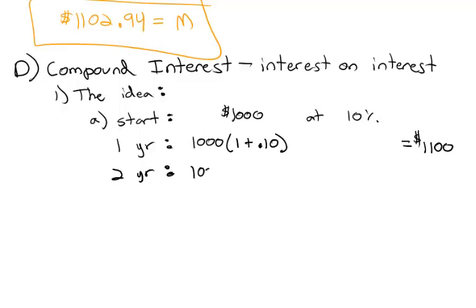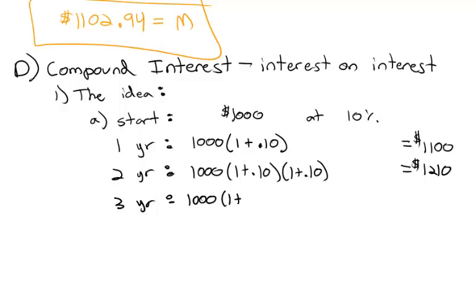The second year, you're going to get everything that's in the account, but then you're going to get interest multiplied again because you're going to earn interest on the interest. And that gives you a total of $1,210. And this keeps going. In the third year, you get the $1,000 times the 1 plus 0.10 times the 1 plus 0.10. My hand can't keep up with me. But then we're going to earn interest again times 1 plus 0.10. And so now after the third year, you've got $1,331.